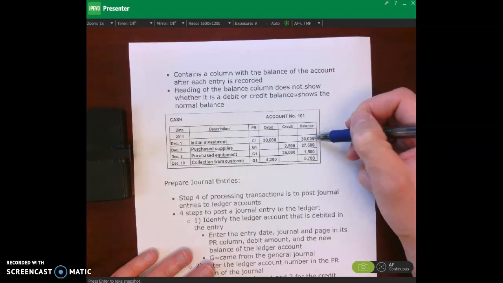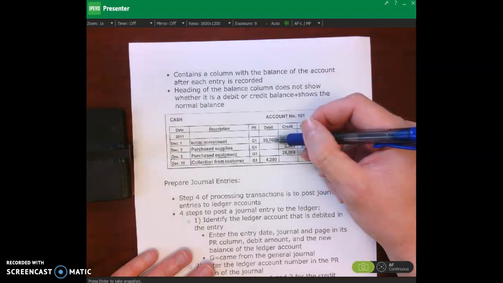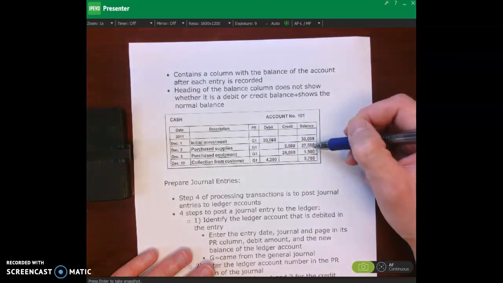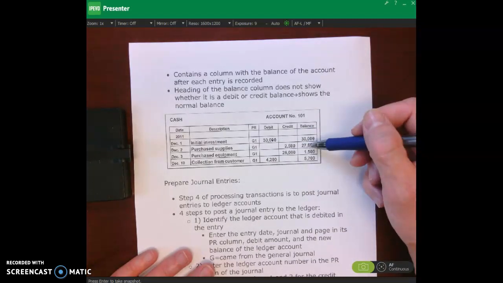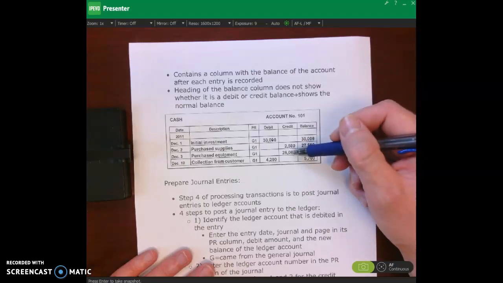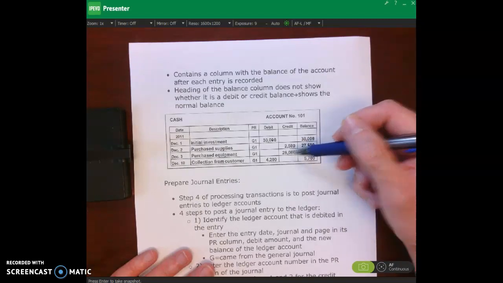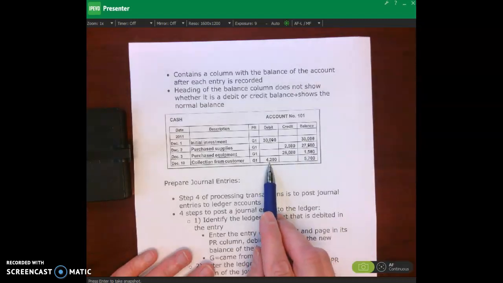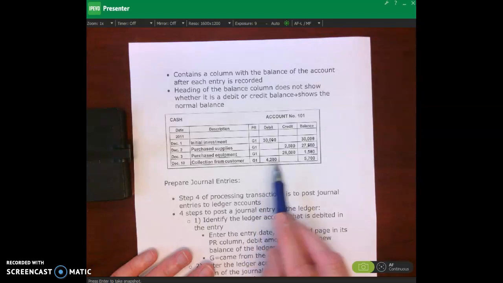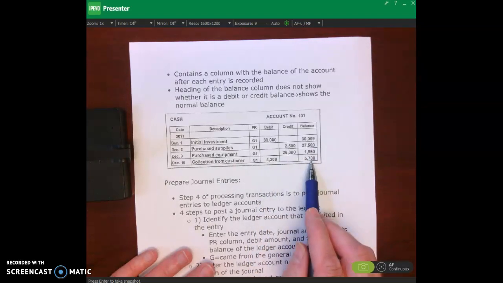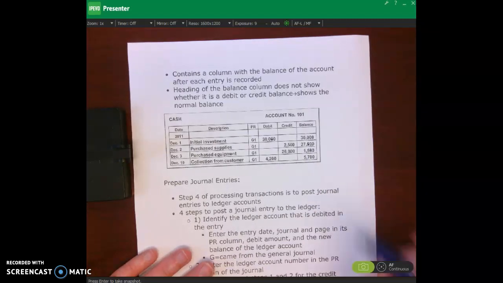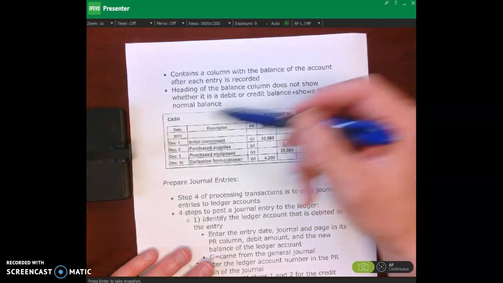So I have my initial 30,000, and on December 2nd, 30,000 minus the 2,500 purchase of supplies gives me 27,500. And then I have my 27,500 balance on December 2nd minus the $26,000 purchase of equipment on December 3rd gives me $1,500 left over. And then I got paid by a customer $4,200, $1,500 plus the $4,200 gives us the balance on the 10th of $5,700.